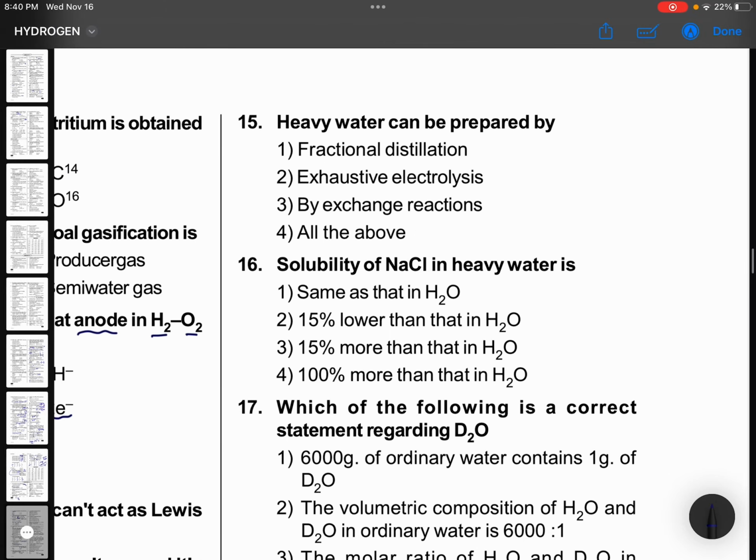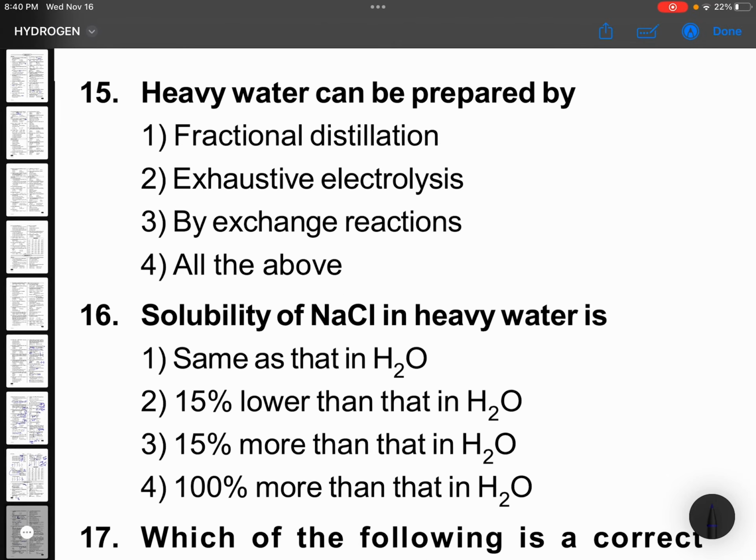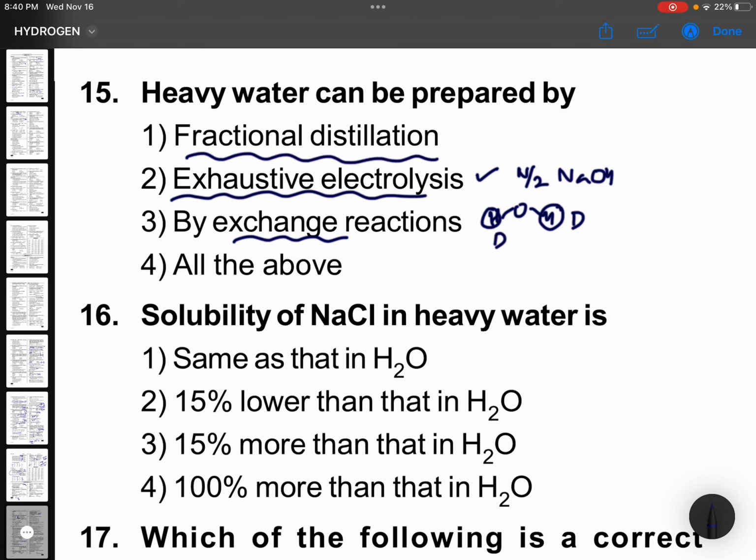Coming to question number 15. Heavy water can be prepared by exhaustive electrolysis of water. Okay, continuously you can use this one. N by 2 NaOH is used, and you can go by exchange process also. Now H2O, if you are exchanging this with D, again D2O is possible. Fractional distillation is also possible. All of the above, but majorly we use this one.